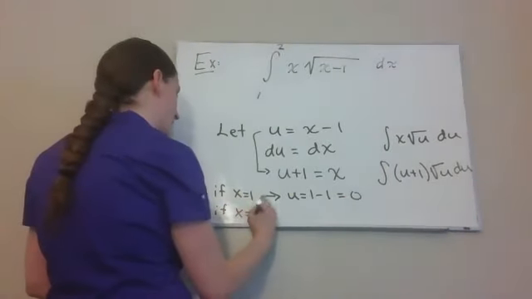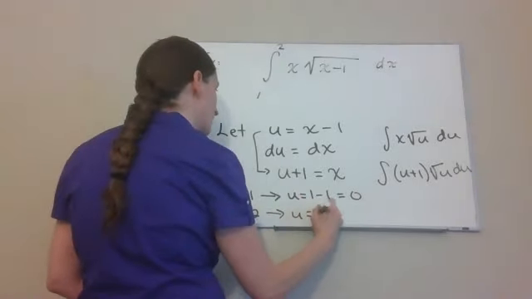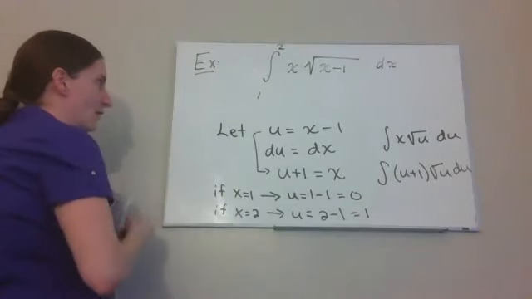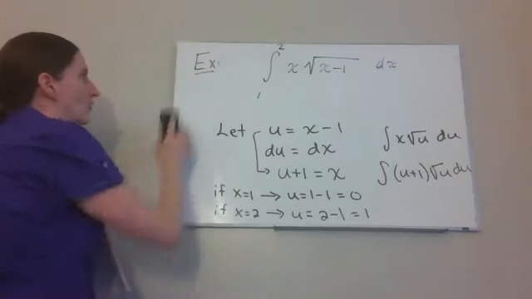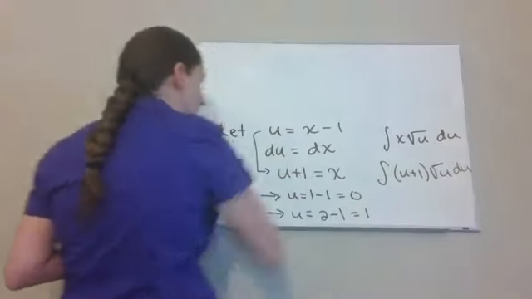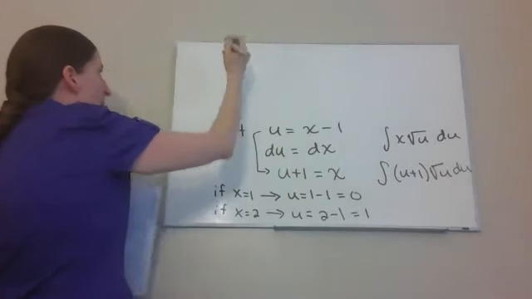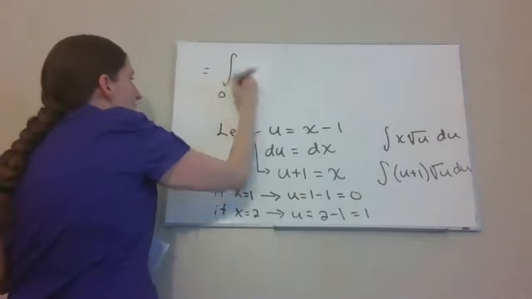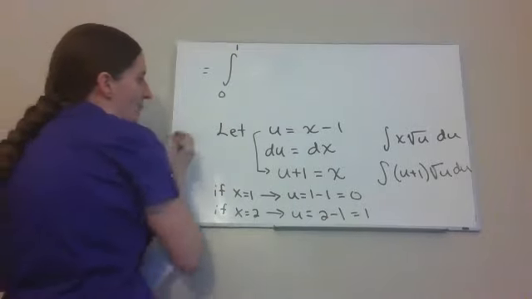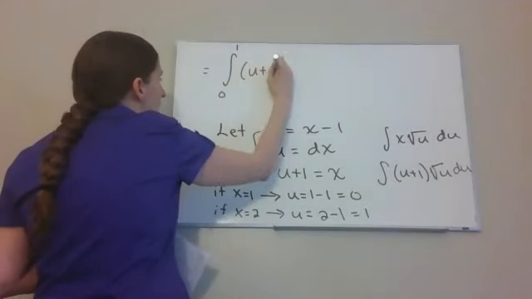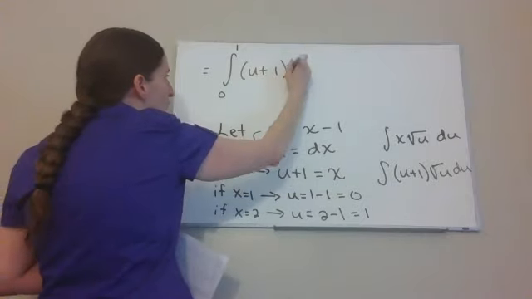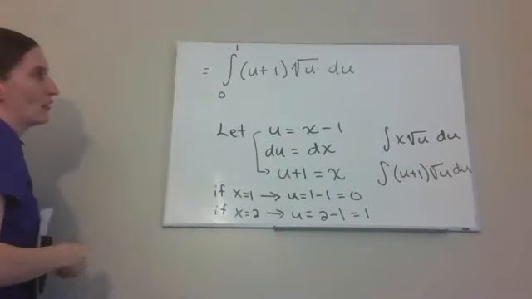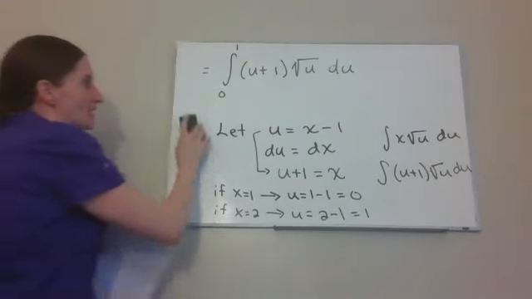And if x is equal to 2, my u is equal to 2 minus 1, which is 1. So now let me rewrite my integral using all of this information. Instead of my bounds of integration being 1 to 2, they're going to be from 0 to 1. I had my x, which was u plus 1, my square root of u, and my dx becomes du. So now I have everything in terms of u, and we're ready to integrate.